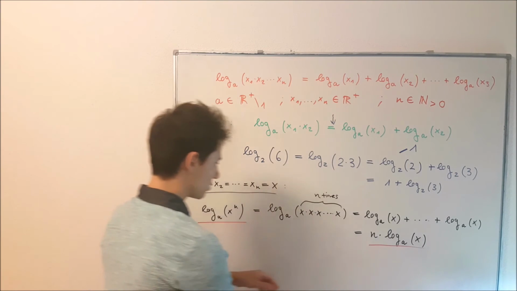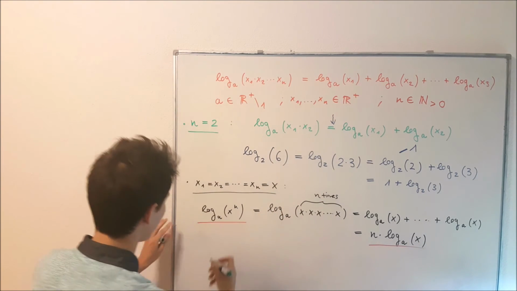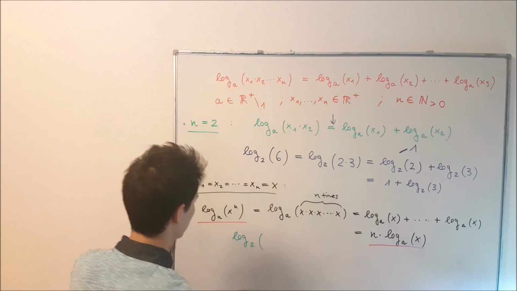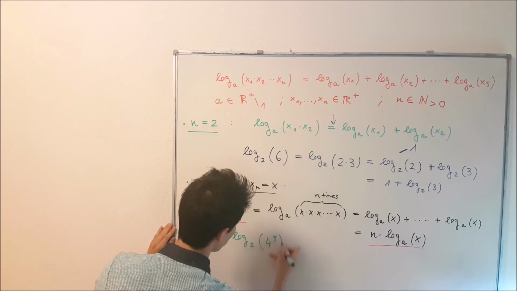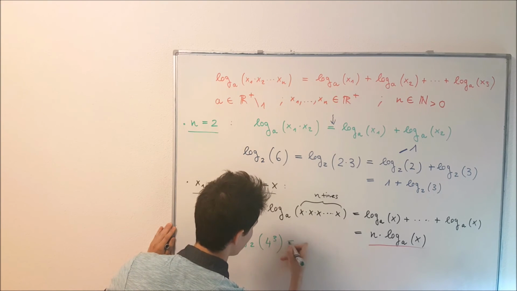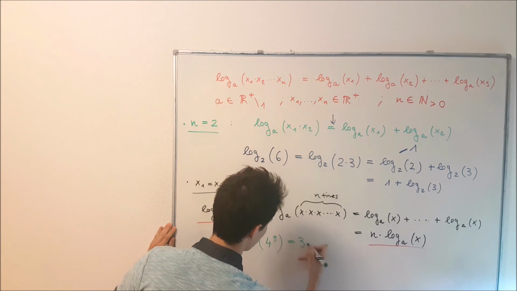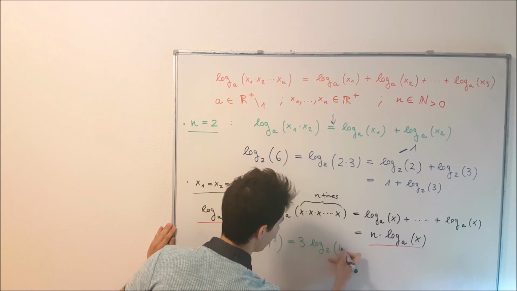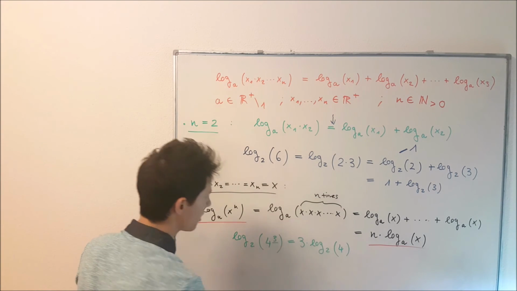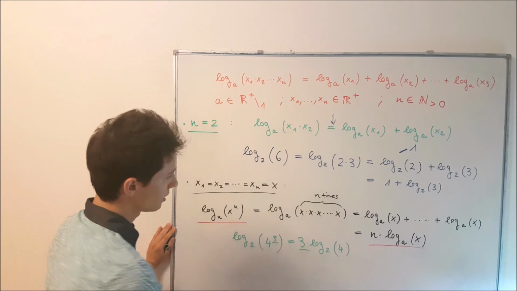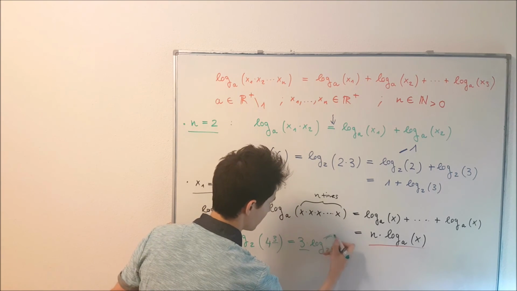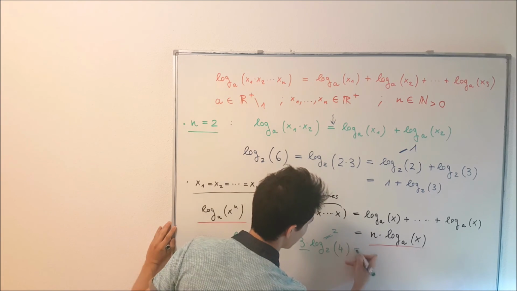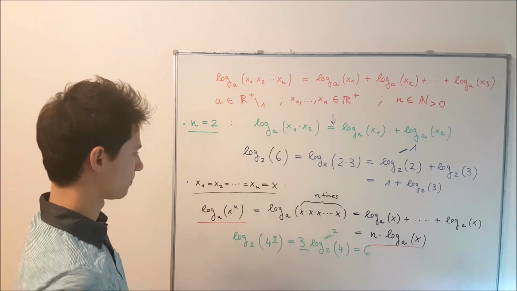So let's do a simple example. Suppose we have the log to base 2 of 4 to the power 3, then this is simply 3 times the log to base 2 of 4. So I simply took this 3 in front of the logarithm, and this equals 2. 2 to the power 2 equals 4, and we get 6 as a result.